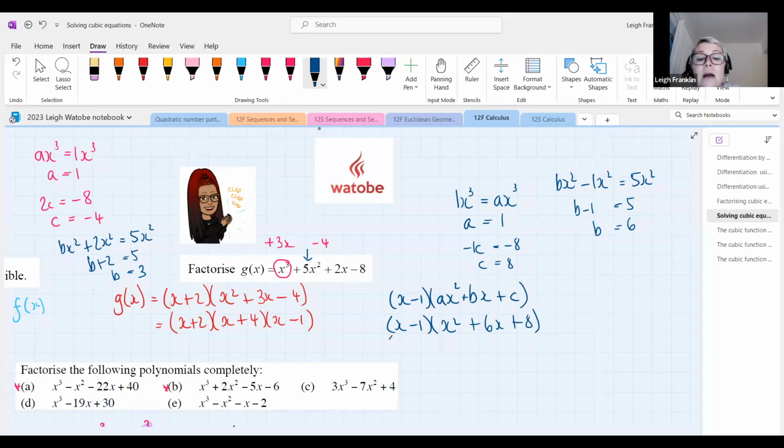That's fine, because now look what's going to happen. When you factorize your trinomial, you're going to get x plus 2 times x plus 4. Okay, does that clear that up?